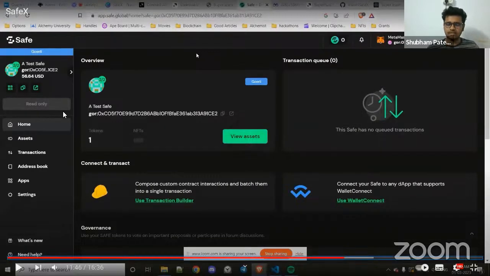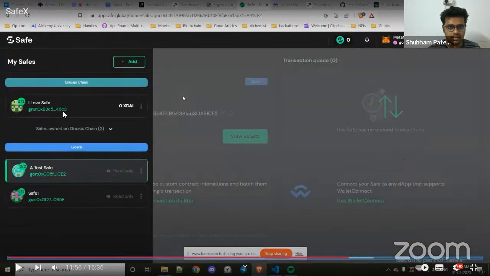Now what we are doing is, we have come to our Safe, which is receiving the salary right now, and now we'll transfer our salary to the new person who has just bought our tradable cash flow NFT. So I can start initiating transactions using my Gnosis Safe, which I'll be doing here.